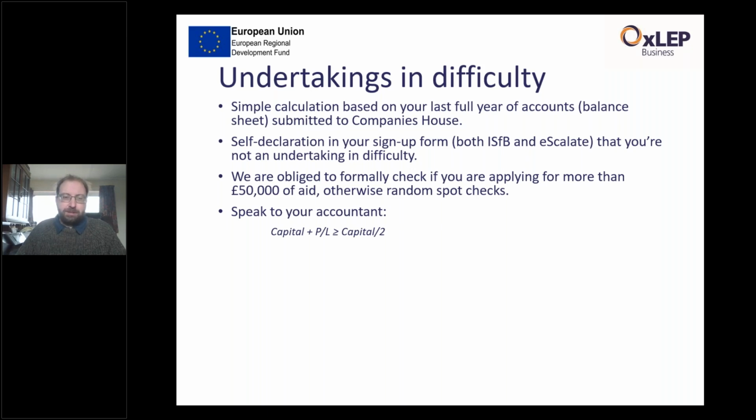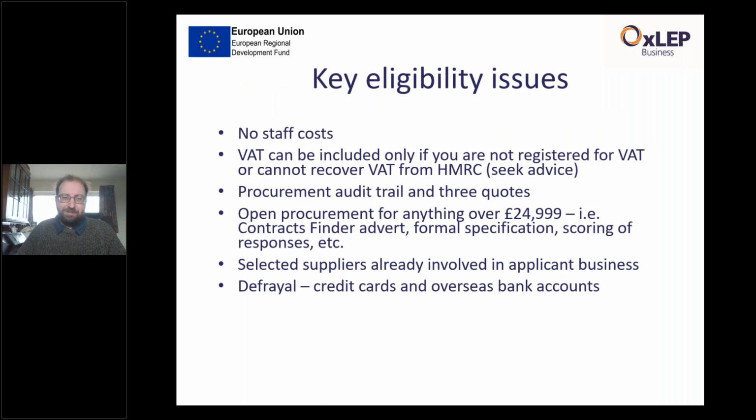So on to the next slide, please. Thank you. So what are the key eligibility issues for a Go-create grant? The first one is that staff costs are not an eligible cost. So you cannot include salaried staff costs as part of your grant project.